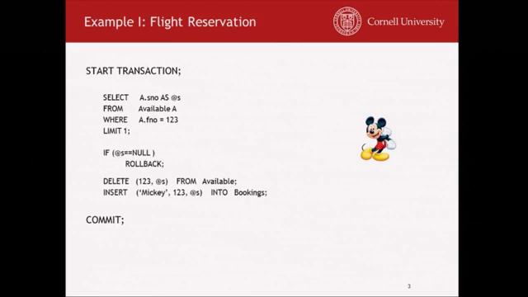Consider Mickey's transaction to book a seat on flight 123. The fact that this program has to be executed transactionally is indicated by the keyword start transaction. It has these 4 statements. First, Mickey selects a seat on flight 123. It checks if there is something which is available. If not, then the transaction rolls back. If there is something available, then it does 2 updates to the database. It deletes that seat from the available table, and it inserts a tuple corresponding to the reservation into the bookings table. Now, this, of course, is a very simplified form of what you would see in the real world.